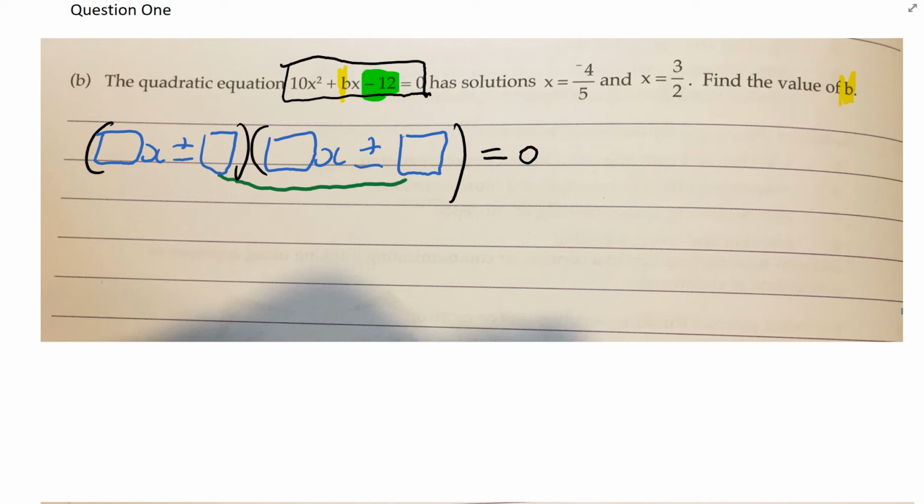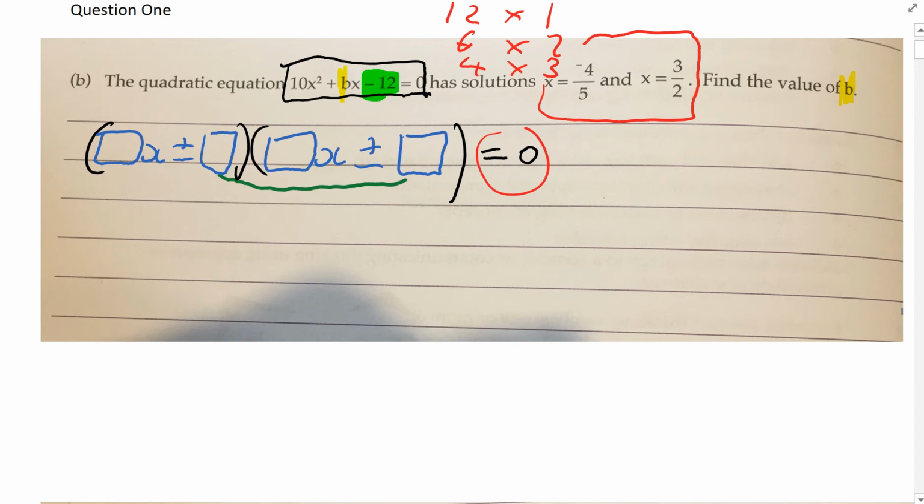So they could be 12 and 1. We won't worry about the negative just yet. It could be 12 and 1, could be 6 and 2, or it could be 4 and 3. We don't know which ones yet. But we know something else. We know that these two solutions for x will make this thing equal 0. So if x is negative 4/5, then it will equal 0. If x is 3/2, then it will equal 0.